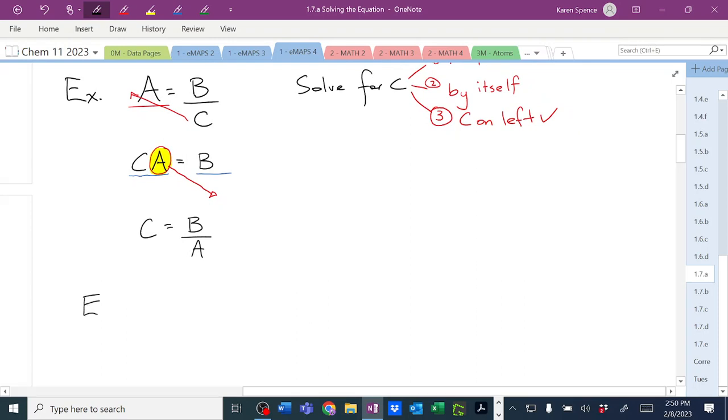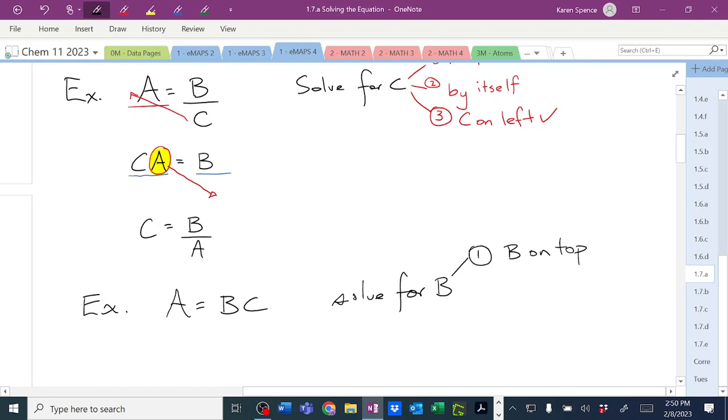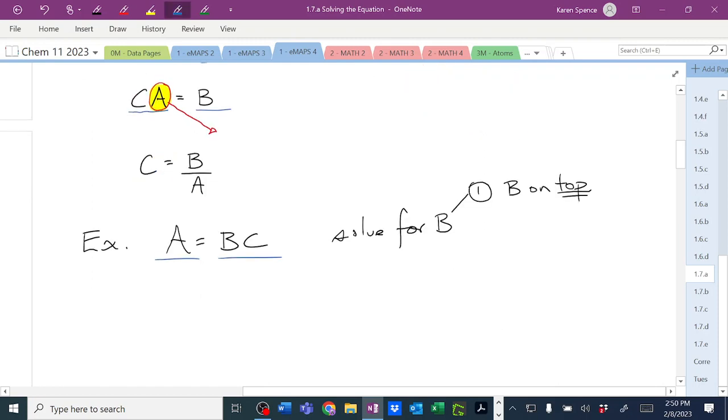And finally, one last example. We have A is equal to B times C, and we would like to solve for B. What is the first thing we need to do? We need B on the top. I'm going to draw in my lines so I can see that there is a bottom should I choose to use it. Is B on the top? Yes, it is. Hooray!